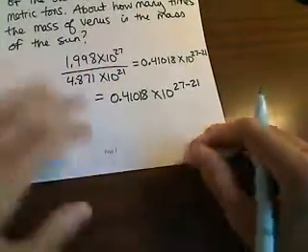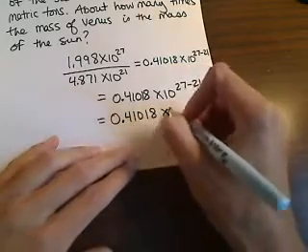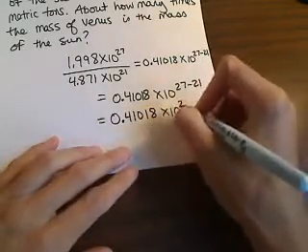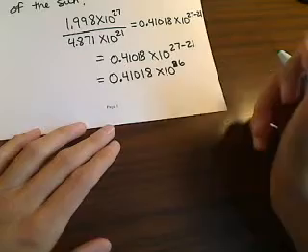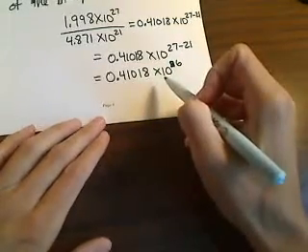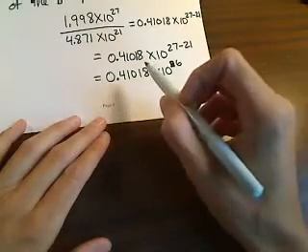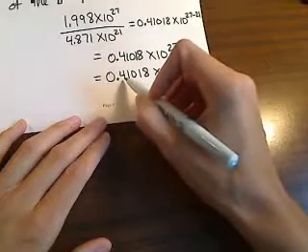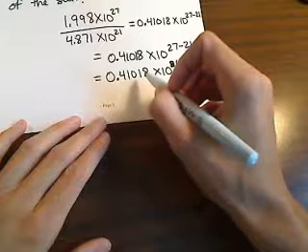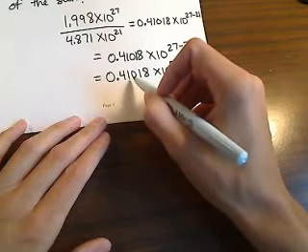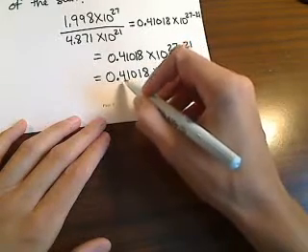A couple of things. First of all, let's just simplify this. 27 minus 21 is just 6. And this is not in scientific notation, and they wanted us to leave this in scientific notation, so we're going to have to put it there. They also asked us to round to the nearest thousandth.